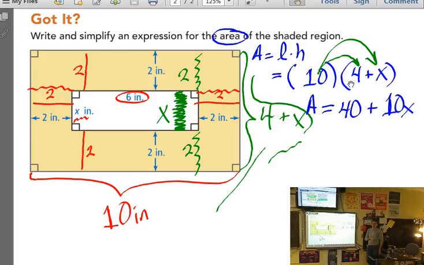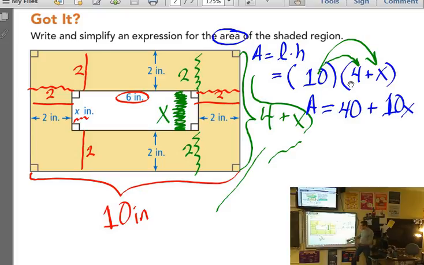Justin? Question. Why is it 10X? 10 distributed because we had length of 10 times the height of 4 plus X. So when I go to multiply, I can't just multiply these because this is not one thing. It's 2 things. So I have to do 10 times the 4, gives me 40, and then 10 times the X gives me the 10X. Does that make sense? So we have to distribute the multiplication. We need to, as somebody had said, get rid of that inner box, that inner rectangle. Shane, how do I calculate the area of that inner rectangle?